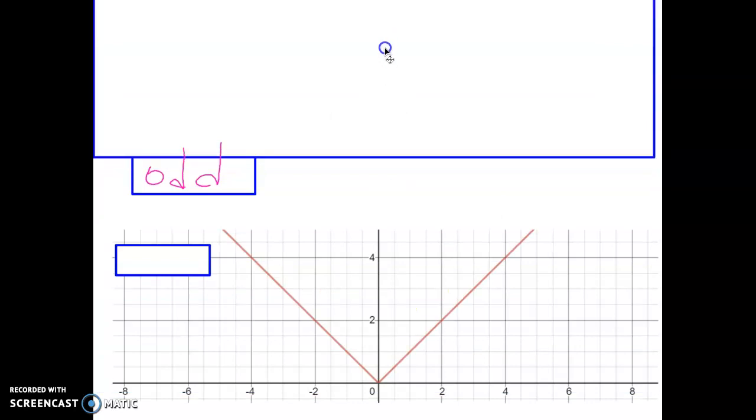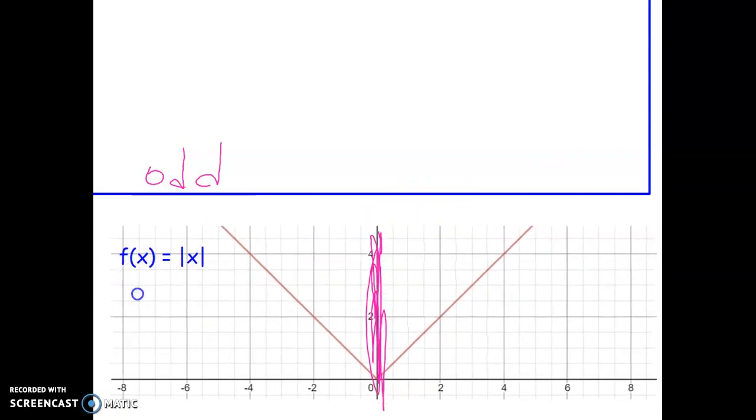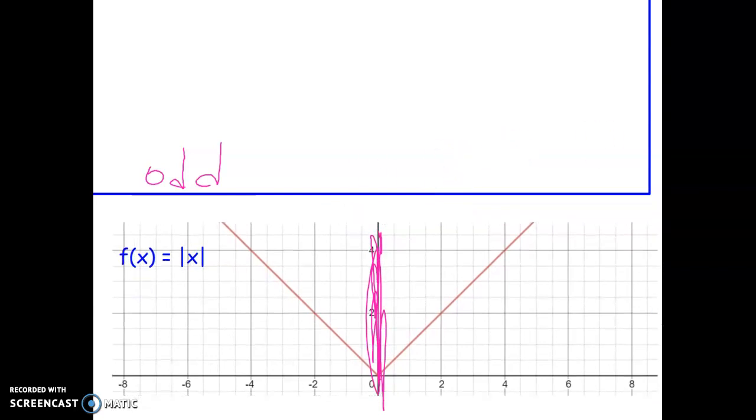All right, let's look at this one. So this one, if I look at it, I can see that on the y-axis right here, I have a line of symmetry. This part would reflect over on top of this part. This part would reflect over on top of that part. Most of you guys probably recognize this one. This one is absolute value of x, and I can say that absolute value of x is an even function because it's symmetric on the y-axis.